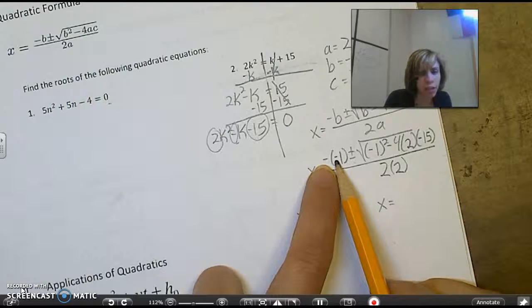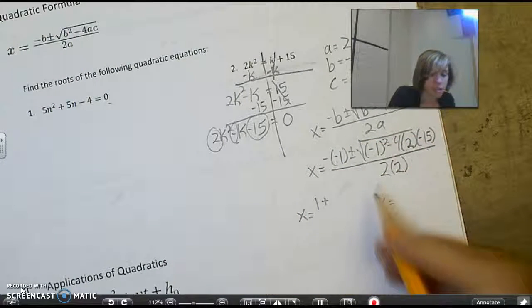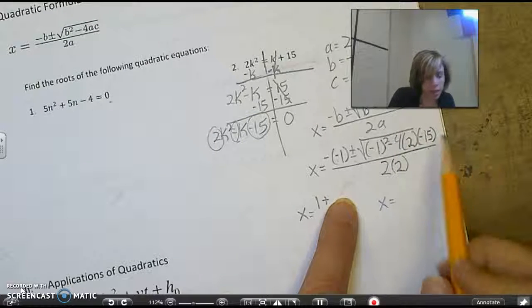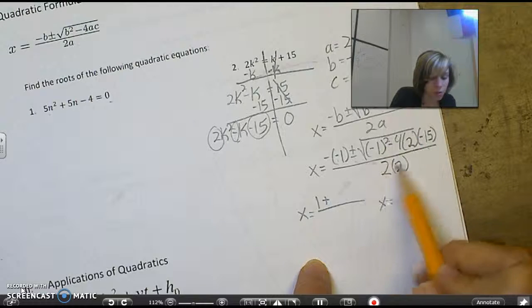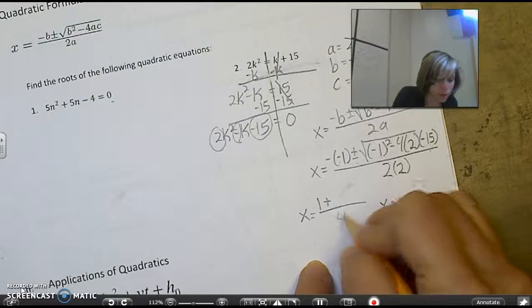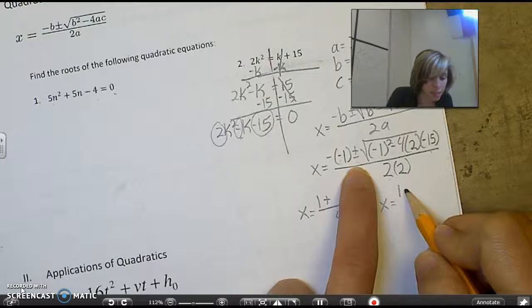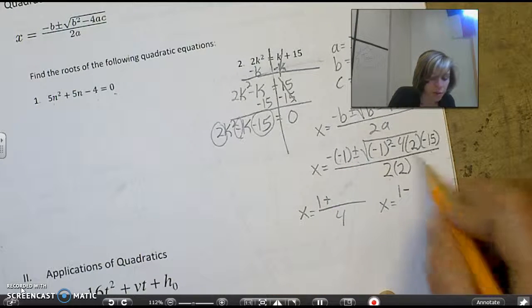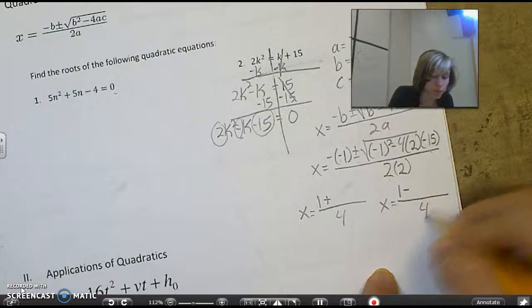So I'm going to go ahead and start writing this out. Negative and a negative, that makes a positive. So we'll have positive 1 plus something. We're going to deal with that in a second. But all this number over 2 times 2, which is 4. And then over here, we're going to have 1, this time minus, and then whatever we figure out here in a second, all over 2 times 2, which is 4.